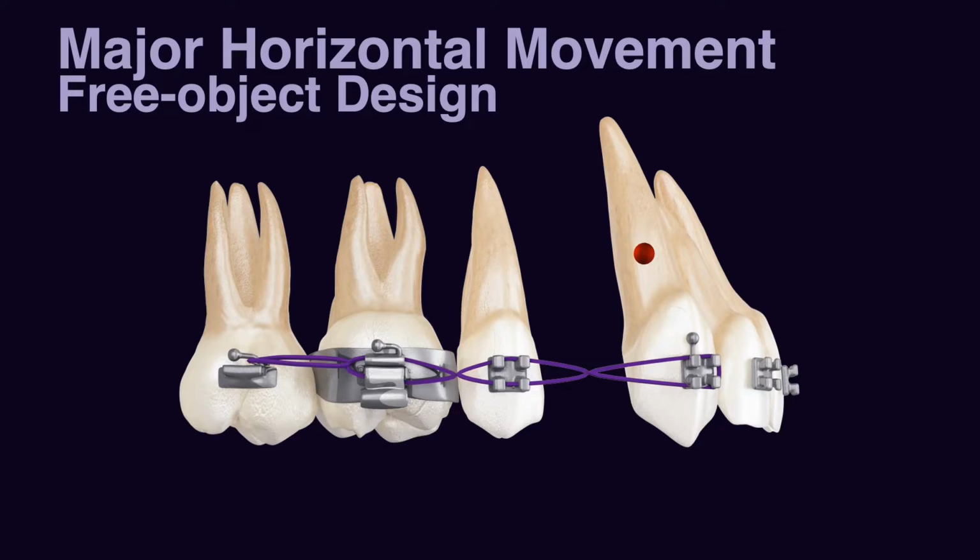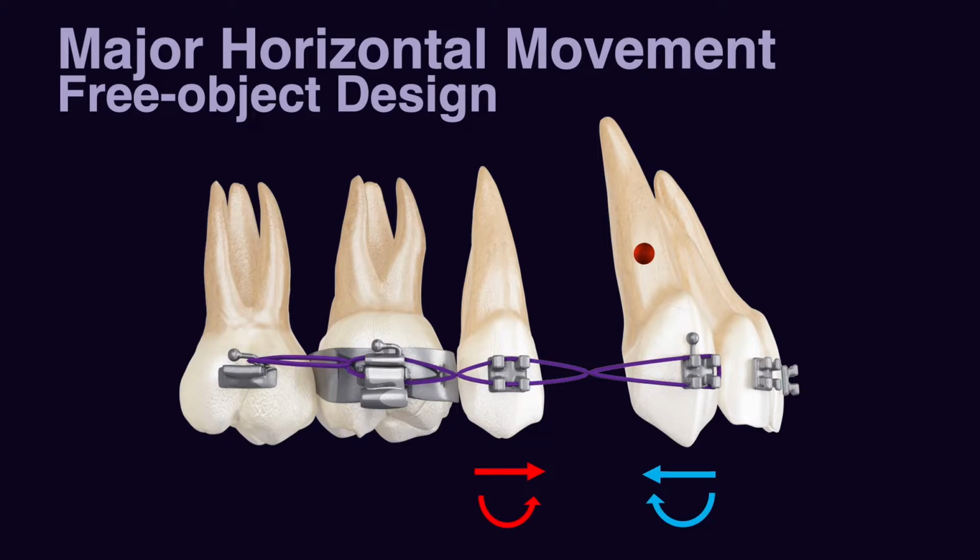Let's start with the first application. Assume I want to retract the canine. I can just apply a force from anchor unit to the target unit. The system would be free object design. In that case, the anchor unit does not have control on type of movement of the target unit. The forces that appear in this system are considered primary forces. Primary force on the target unit has been shown as blue arrows, anchor unit as red arrows.